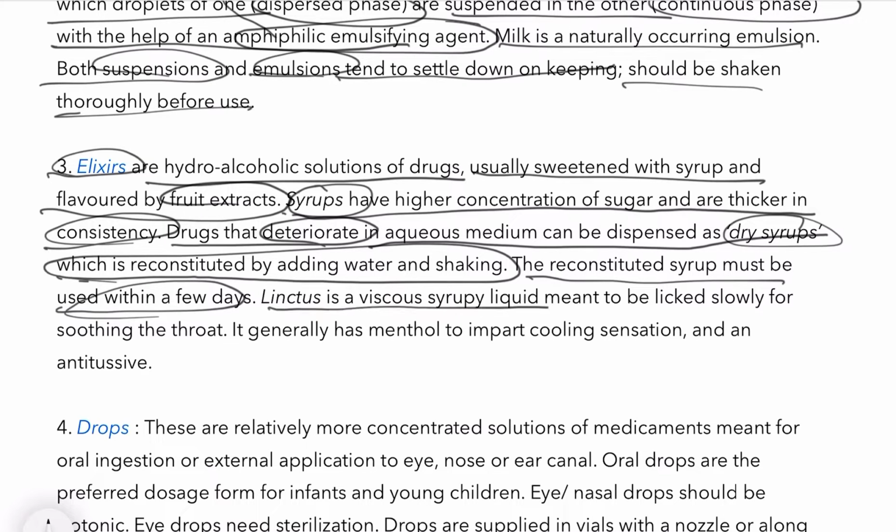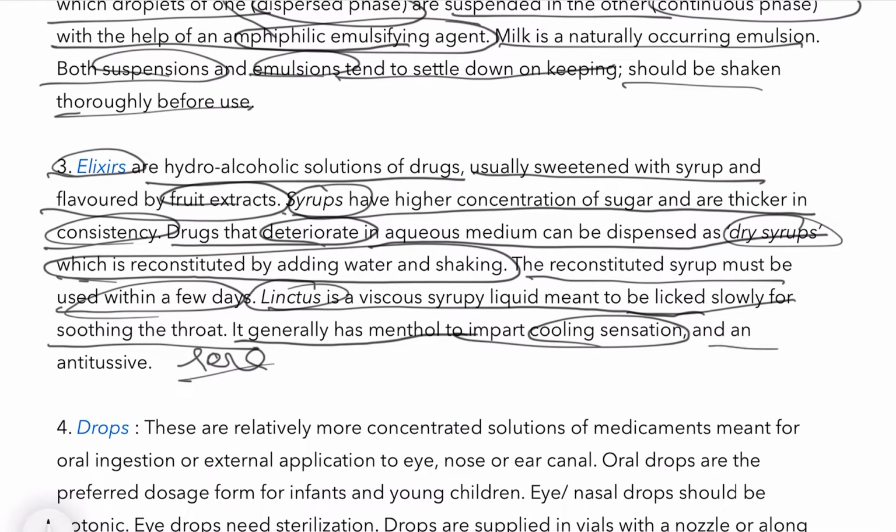Linctus is a viscous syrup liquid meant to be licked slowly for soothing the throat. For a sore throat, Linctus is a type of syrup which is used. It generally has menthol to impart a cooling sensation. And then antitussive. Antitussive is a drug that suppresses cough. So you can say that it is a cough suppressant. Antitussive.